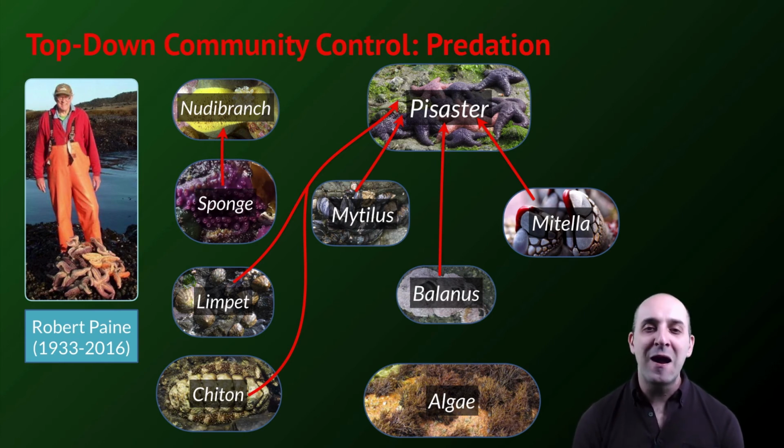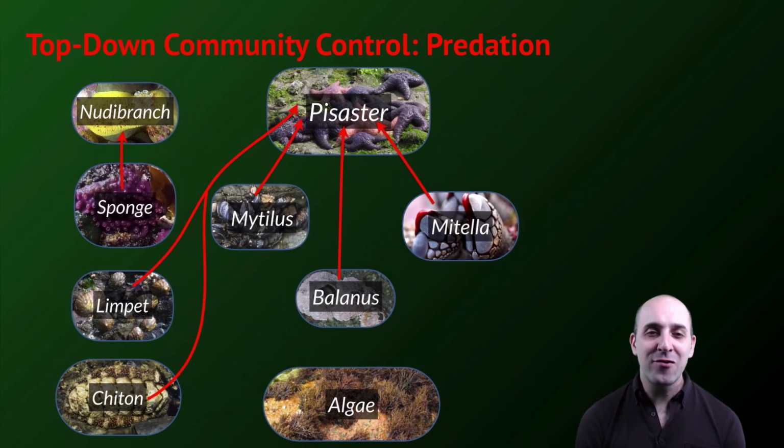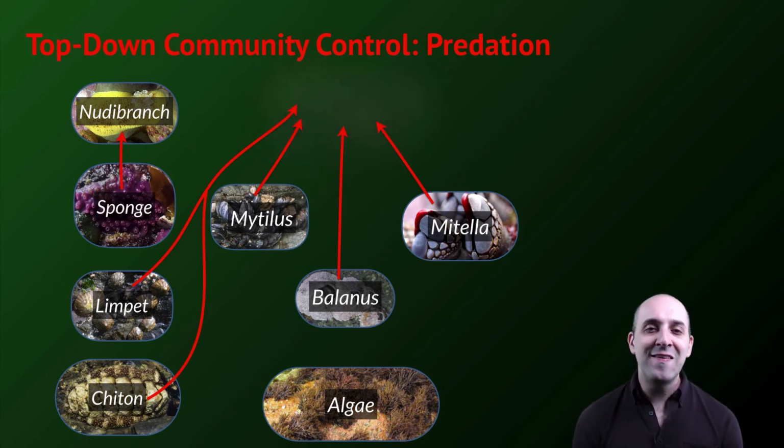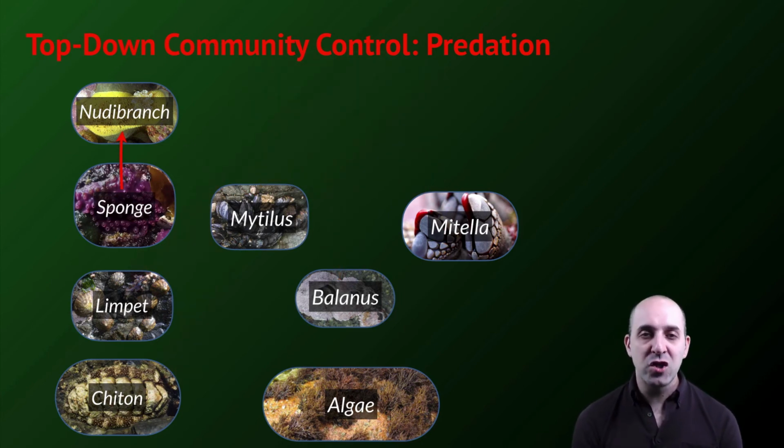He did this by physically removing the Pisaster sea stars from the environment. He went to his experimental plot of the ecosystem and grabbed all of the sea stars he could find and threw them out of the ecosystem into the water, or put them into other ecosystems away from his control plot. And once he did that and disrupted the feeding relationships in this ecosystem, he noticed dramatic changes in the number of individuals and the populations of these other species in the community.